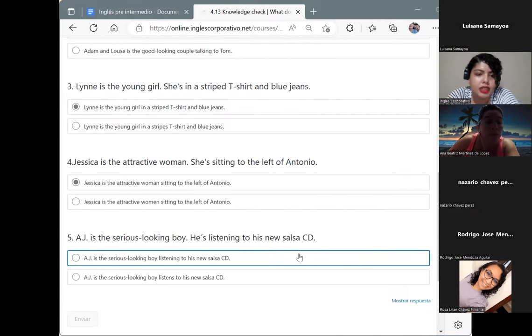AJ is the serious looking boy. He's listening to his new salsa CD. AJ is the serious looking boy listening to his new salsa CD. Or AJ is the serious looking boy listens to his new salsa CD. Number one. Okay, let's see.